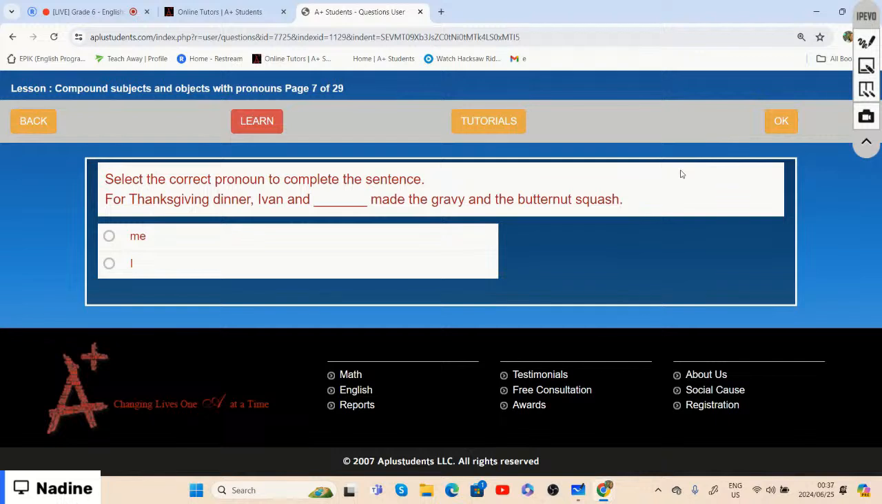All right, so for Thanksgiving dinner, do we say Ivan and me or Ivan and I made the gravy and the butternut squash? We need to select the correct pronoun. Is it the object pronoun me or the subject pronoun I?